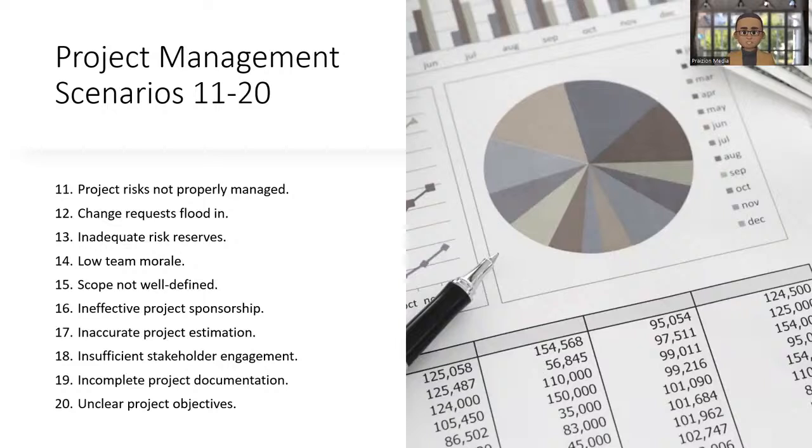Project risks are not properly managed, or change requests flood in. Perhaps there are inadequate risk reserves, low team morale. What do you do in all these situations? Scope is not well defined, ineffective project sponsorship, inaccurate project estimation, or perhaps there is insufficient stakeholder engagement at a particular level. What do you do? Incomplete project documentation or unclear project objectives.